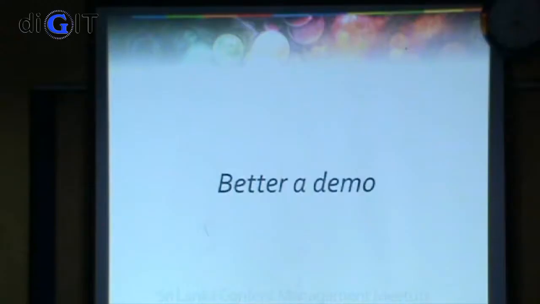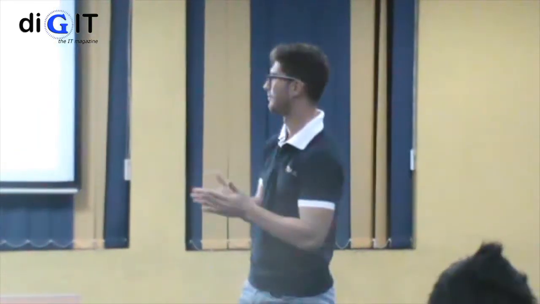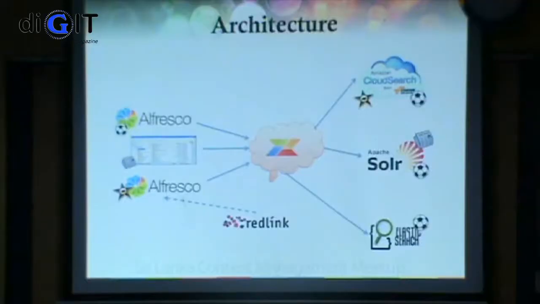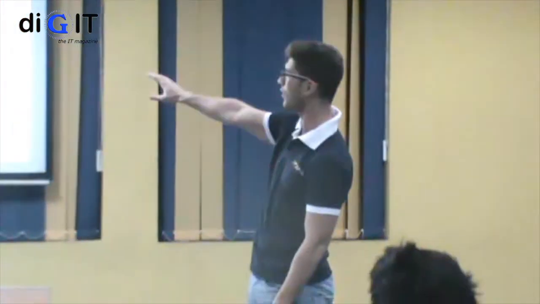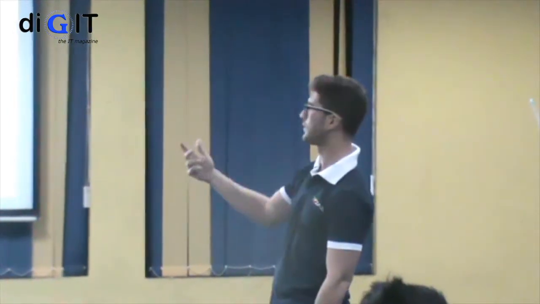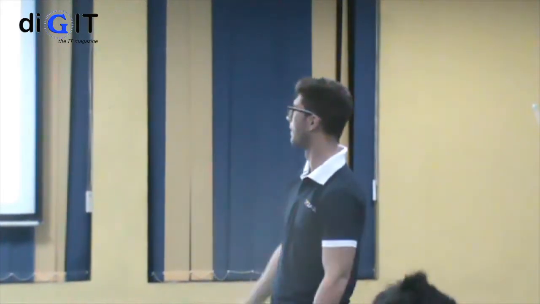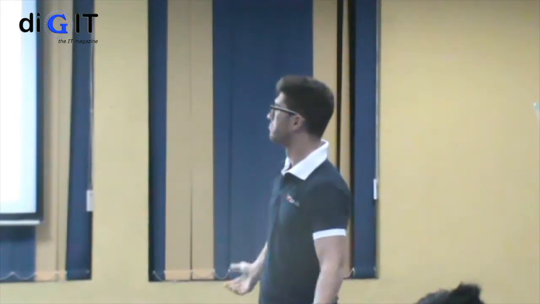I know theory is a bit boring, so I'm going to show you a demo so that you understand everything much better. This is the architecture of my demo. I could talk about it for five minutes, but I'm going to be short. We have three repositories: two Alfrescos and one file system. One Alfresco is about sports news, the other is about movies and actors, the world of cinema. The file system is about documents.